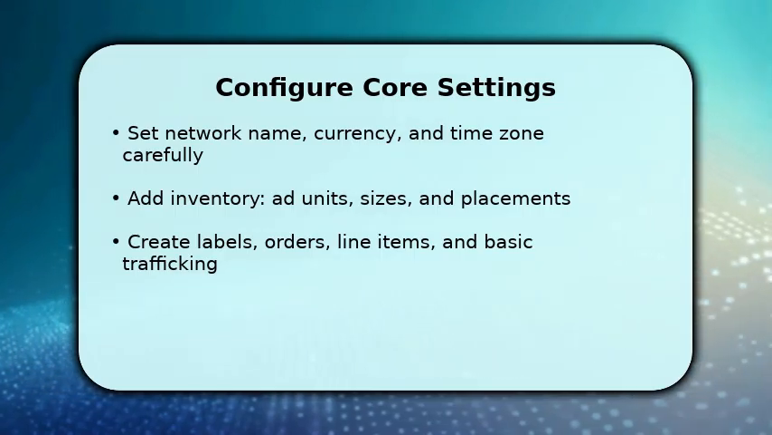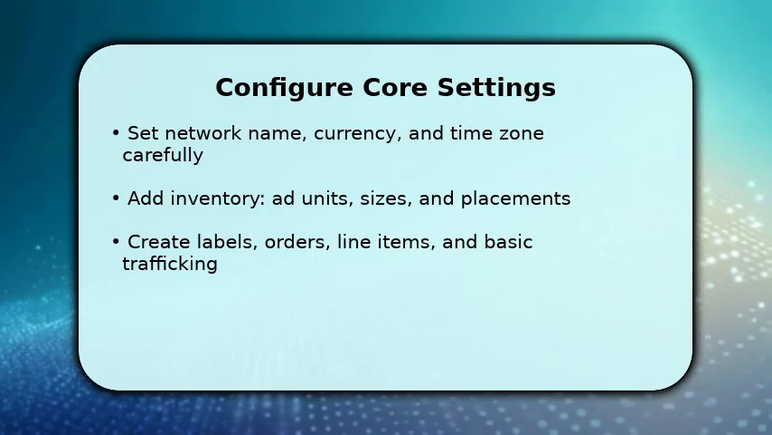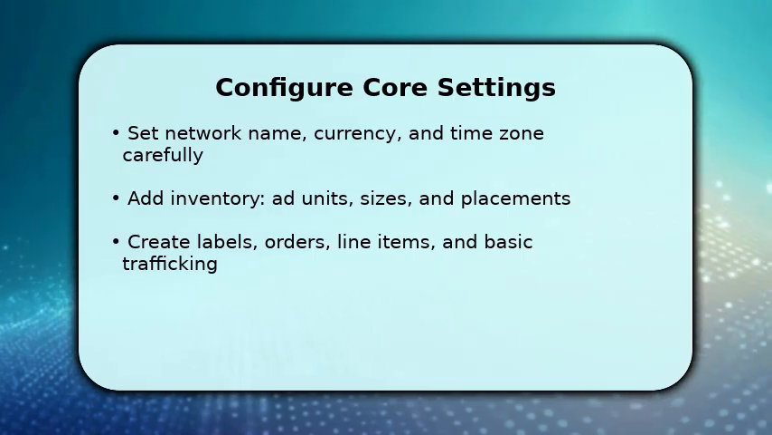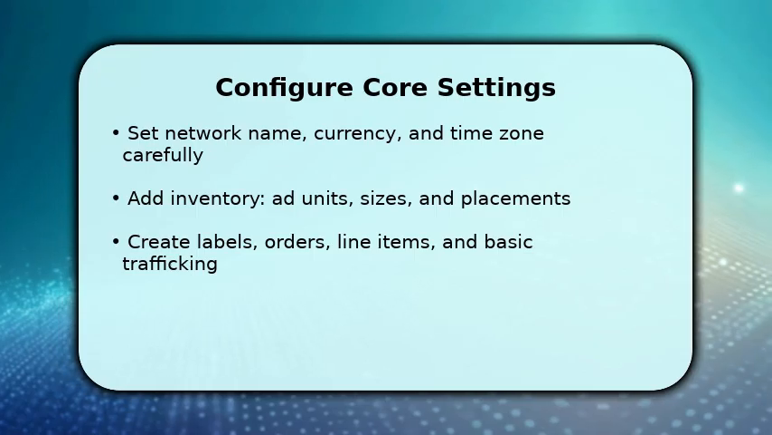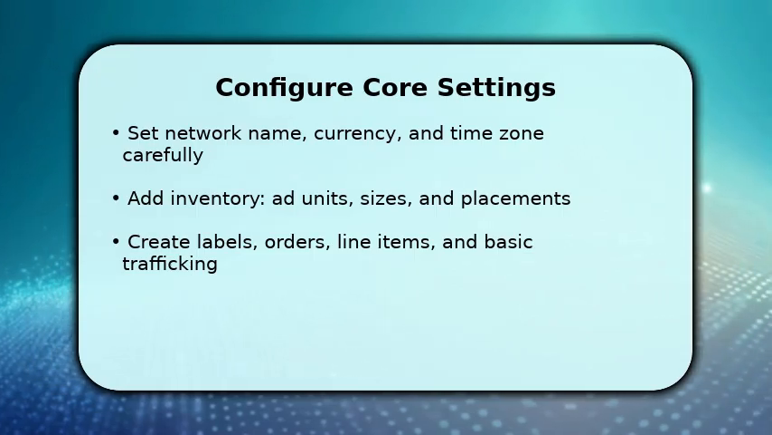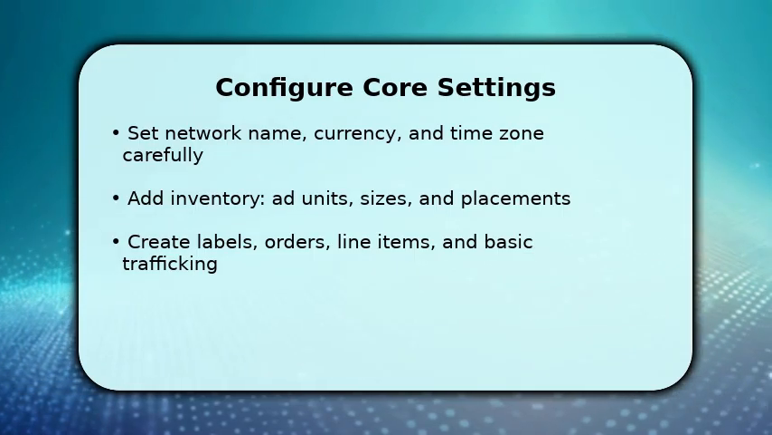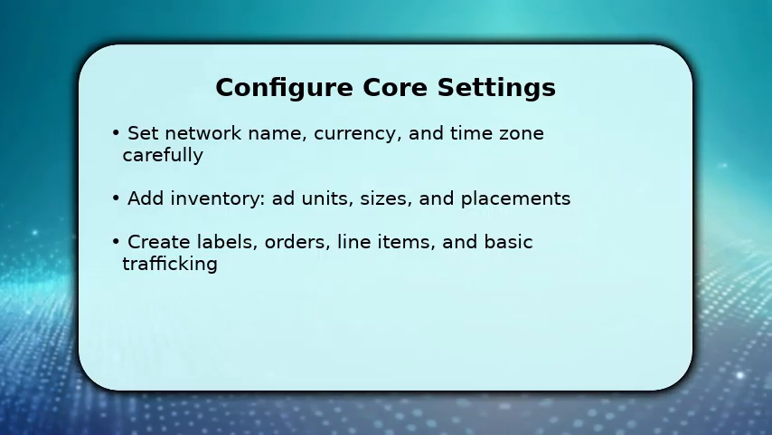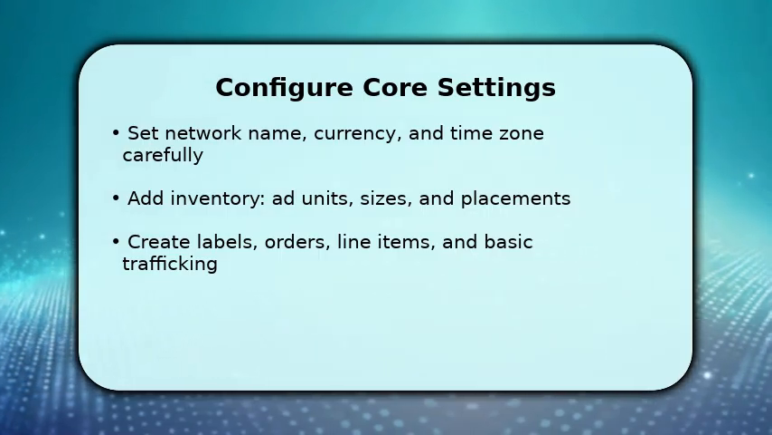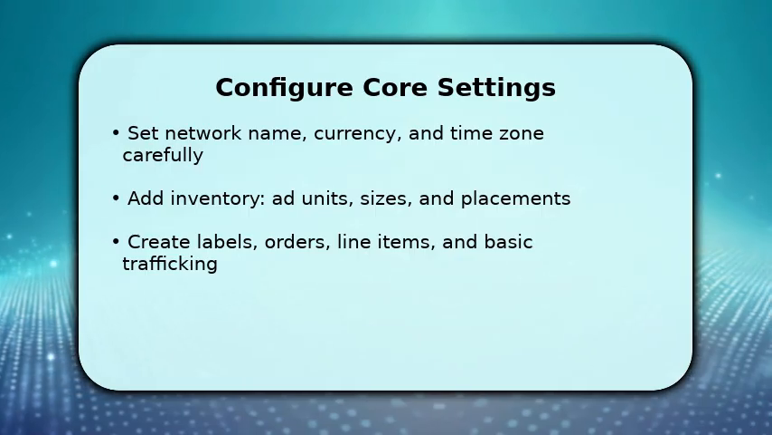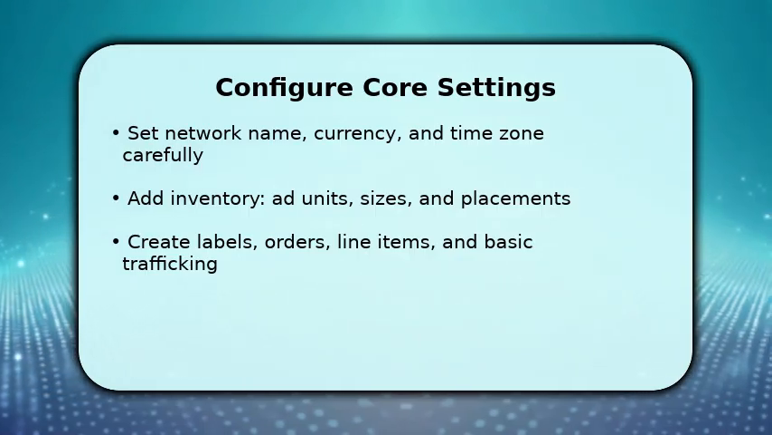Then add inventory by creating ad units with exact sizes and placements that match your site or app layout. Create orders and line items to map advertisers to inventory. Use standard line items for predictable CPM billing. Once set, apply labels and targeting keys so you can segment traffic and report on performance accurately.